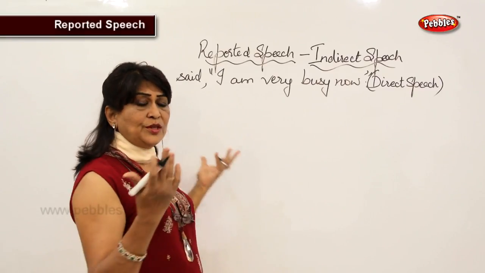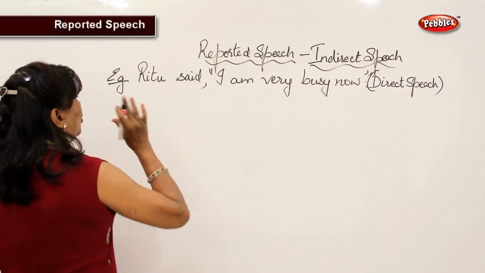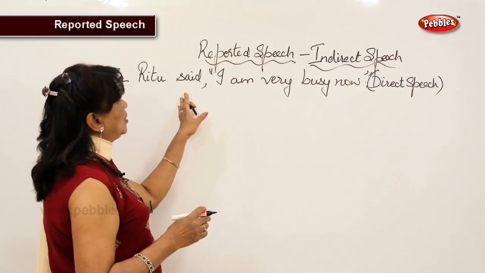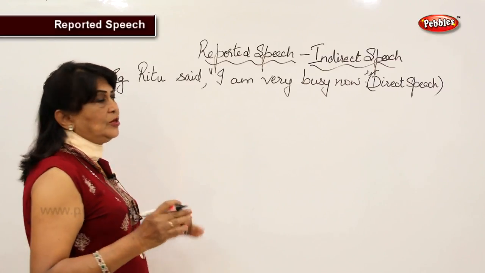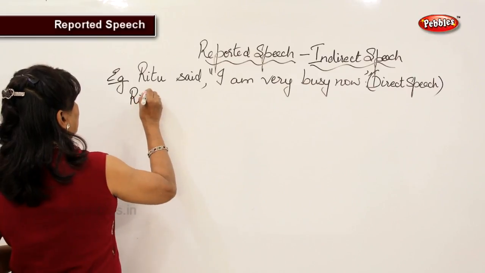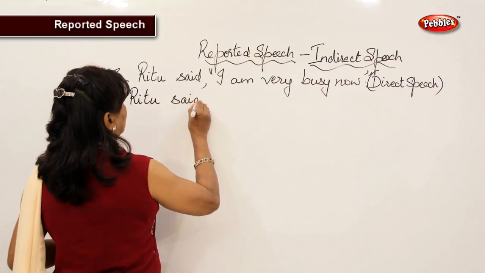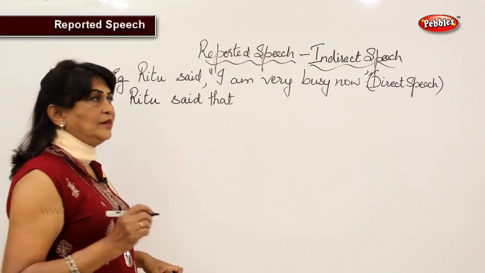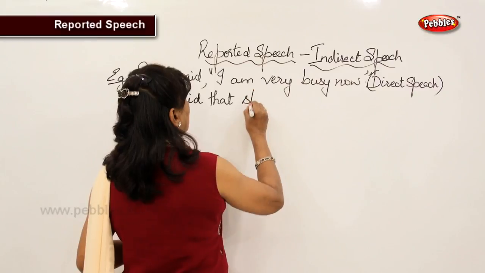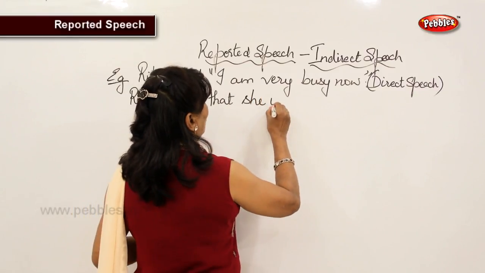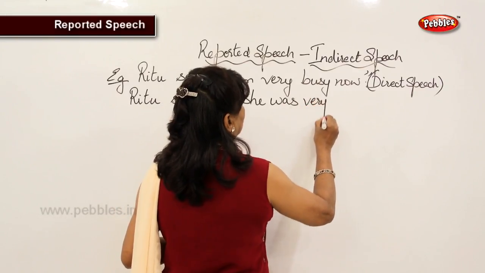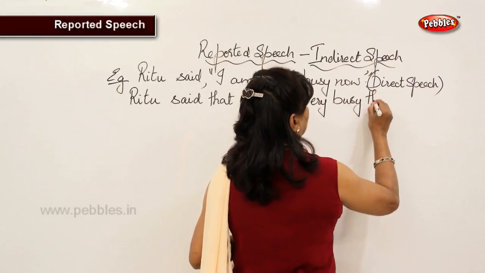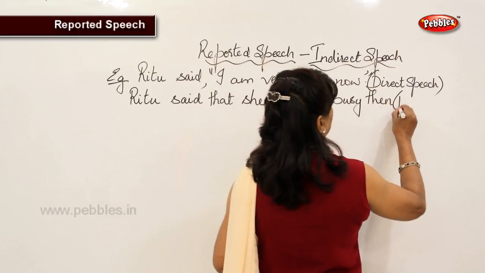Okay, so how are we going to change two different verbs into the reported speech? We'll say always we have to take the verb before the actual words, that is before the quote, whichever verb is there, that tense only we have to take. Okay, so I'll just write Ritu said that. Now I stands for whom? I stands for Ritu. Ritu said that she, I am will become she was very busy. Now will become then. So this is reported speech.